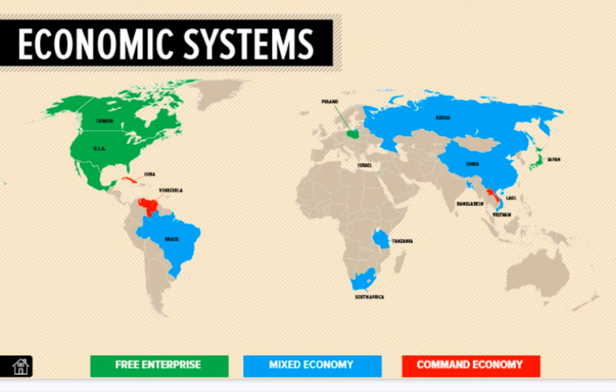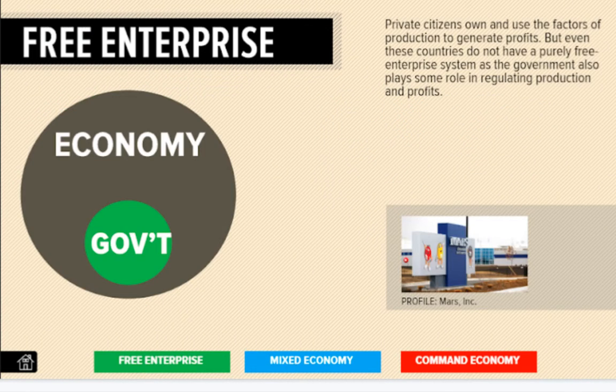So here I have a map for you that shows the major countries that we're going to talk about during this chapter and the different economic systems that each of them can be classified into. The first thing we're going to look at today is the free enterprise economy. And what the free enterprise economy shows is that the government is much smaller than the economy itself, meaning it's a small part of that production.